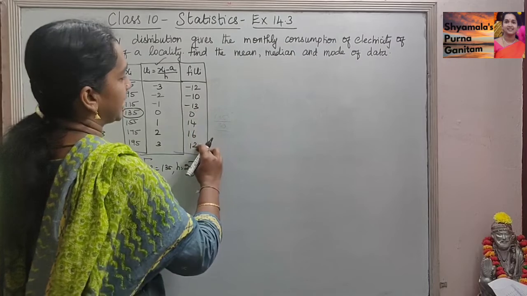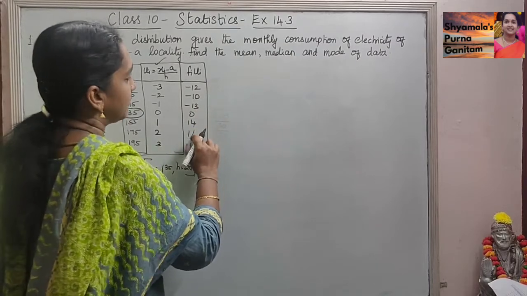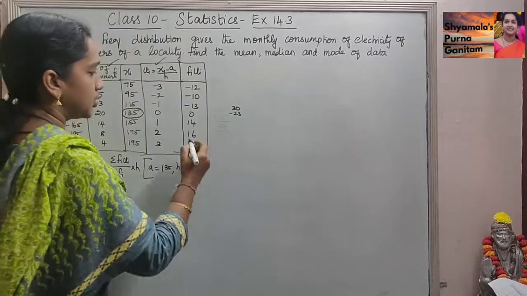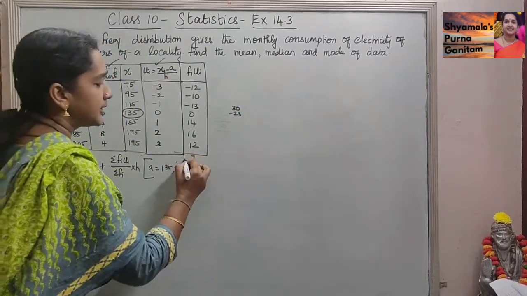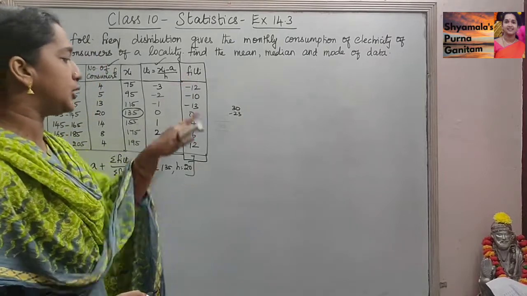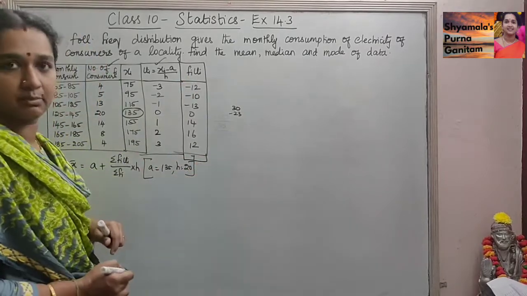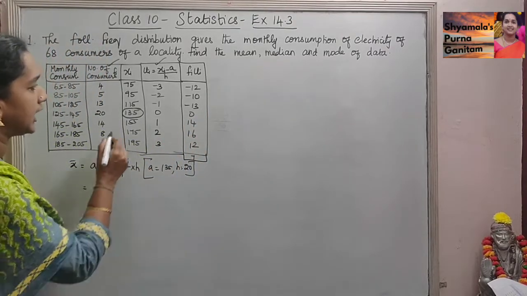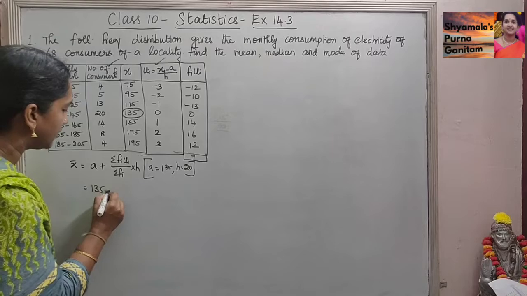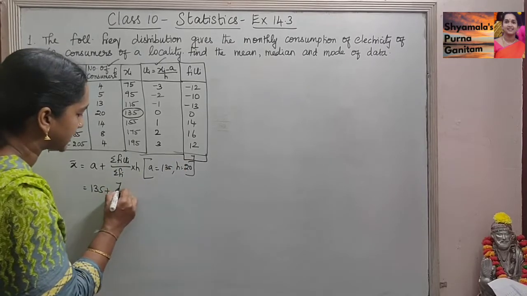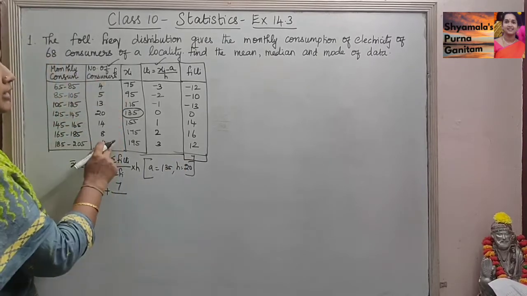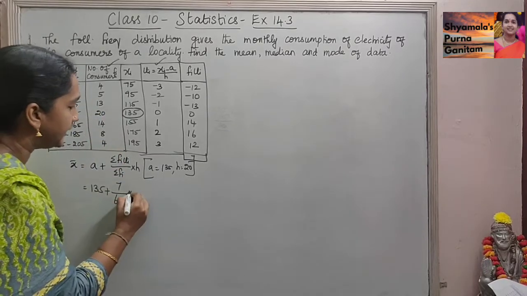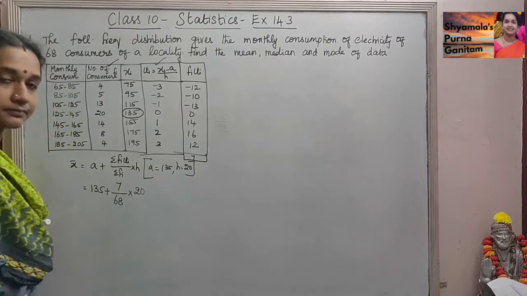Here, the plus 12 and minus 12 will get cancelled. So this will be 30 and this will be minus 23. So we'll get 7 here. When we find the value, sigma fi ui is 7. So now we have all the values, and substituting, x bar is 135 plus sigma fi ui, which we got as 7, by sigma fi, the number of customers, which in the question itself is given as 68, into h, which is 20.